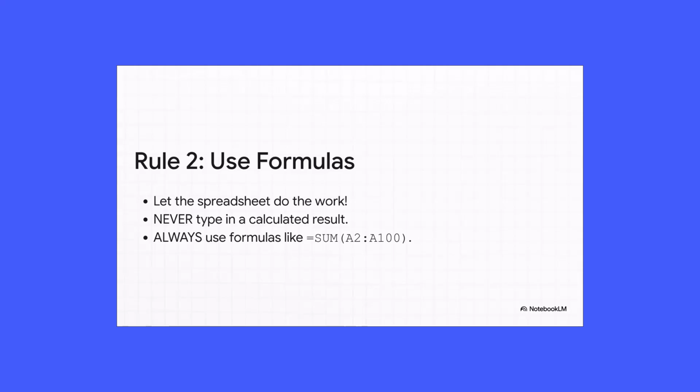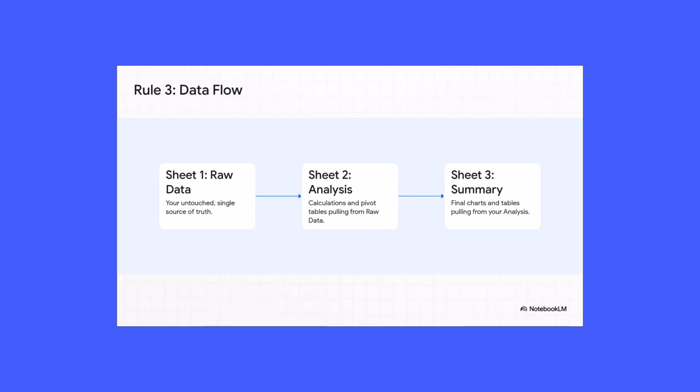Let the spreadsheet do the work for you. I mean it. Never, ever, ever do a calculation on your phone's calculator and then just type the answer into a cell. Every single calculation should happen right there in the sheet using a formula that links back to your raw data. Rule 3 is all about structure.